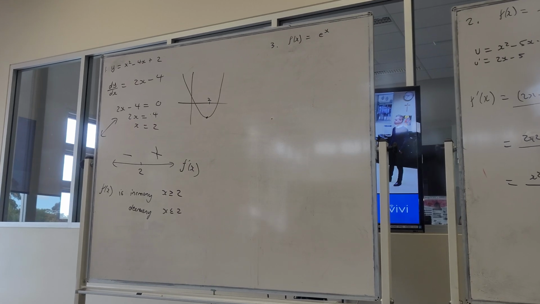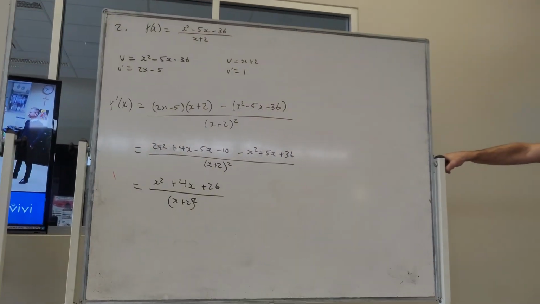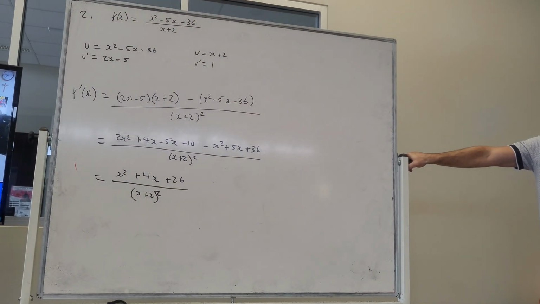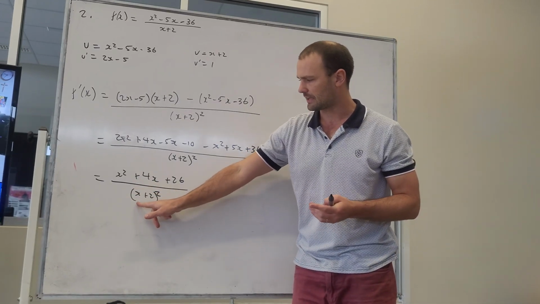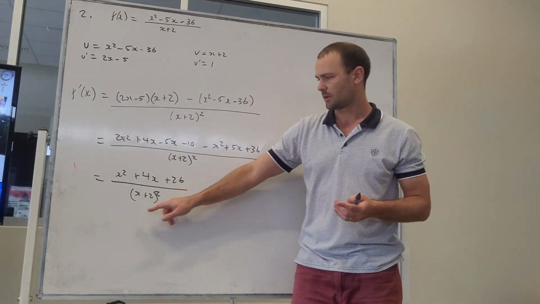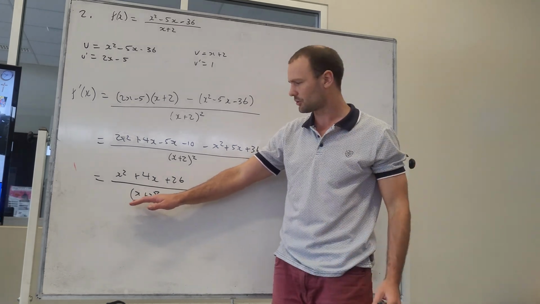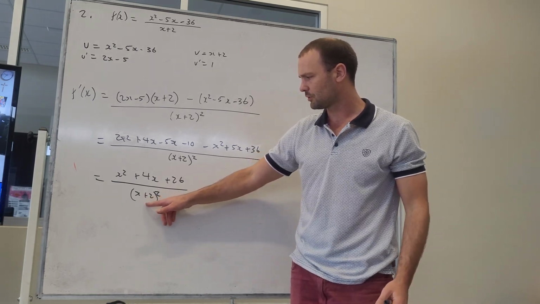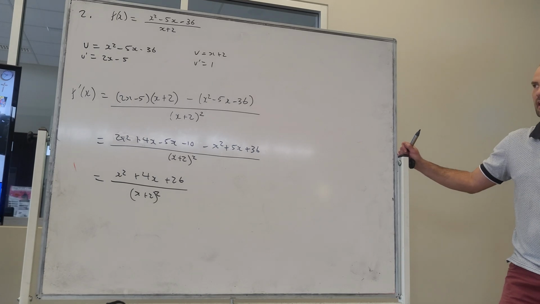So we want to draw the sign diagram of the derivative function. In order to do that, we need to find the roots and any asymptotes. We can see pretty clearly there's going to be an asymptote at x is minus 2. That's because when we put minus 2 into the function, we've got minus 2 plus 2, which is 0. We're dividing by 0, we can't do that, so there's an asymptote at x is minus 2.